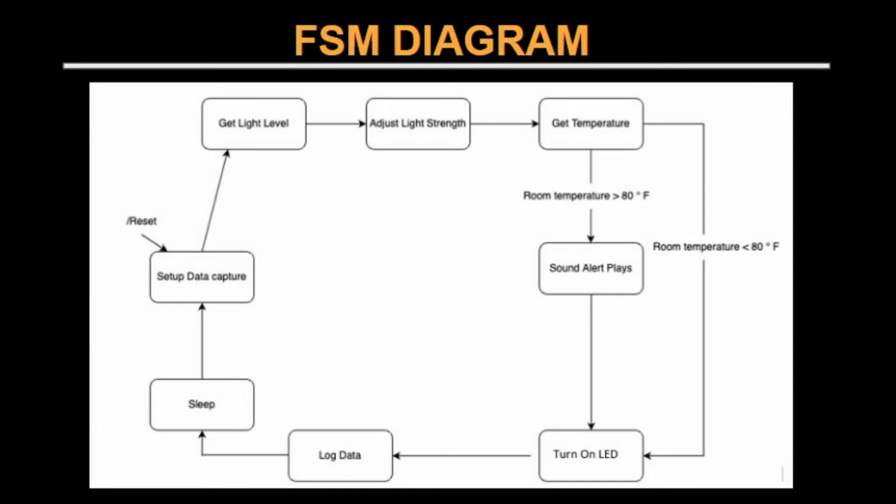Here we have the finite state machine. The first state prepares for data capture. Next, we measure the light level with the light sensor. Based on this measurement, the light is changed to a corresponding brightness. After this, the next state measures the temperature.